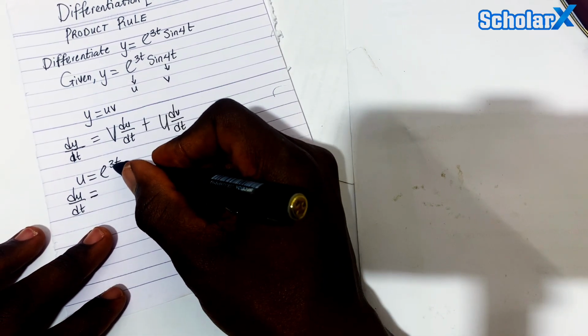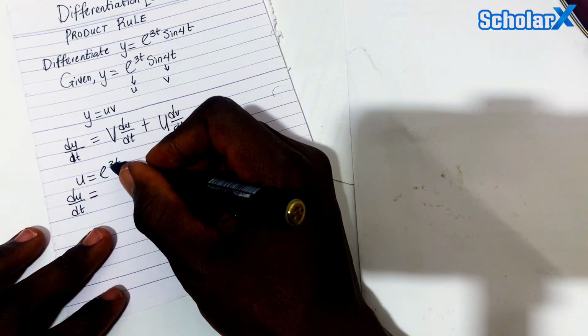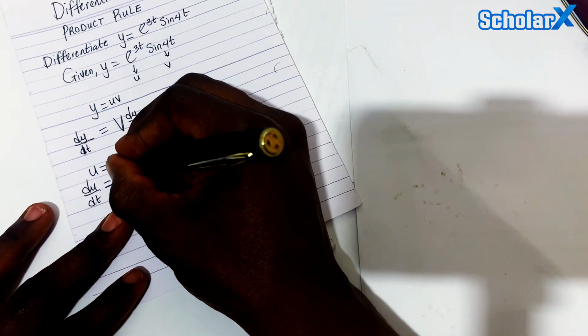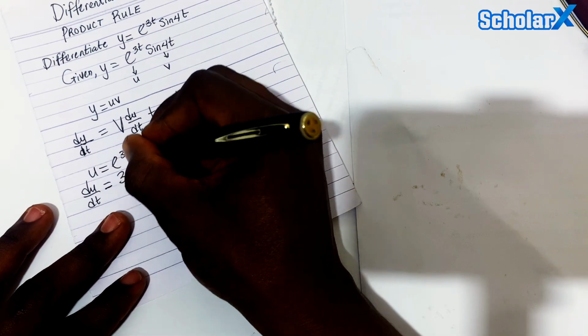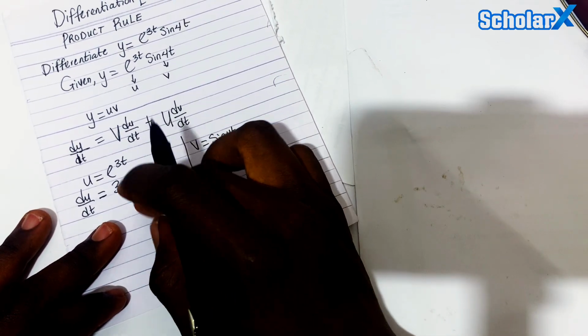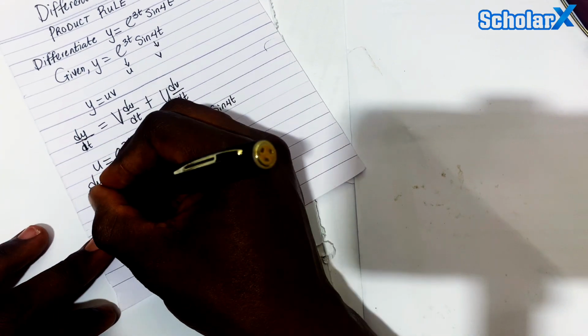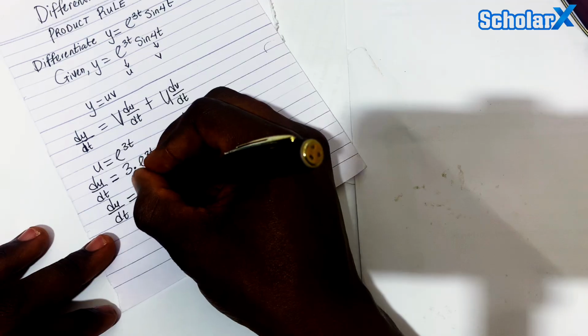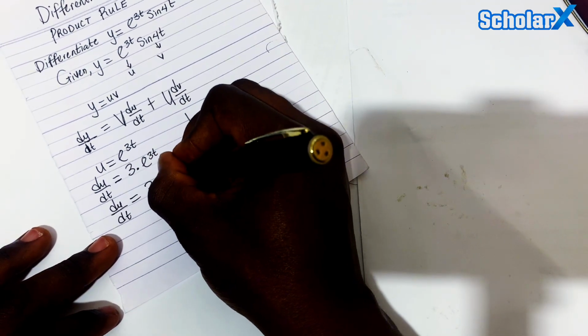What's the trick? Inside this exponential function is an algebraic function 3t. So we're going to differentiate 3t. You're going to have 3. So you multiply the 3 by the same exponential 3t, because normally if you differentiate an exponential function, you have the same thing. So finally, du dt is going to be equal to 3 exponential 3t.